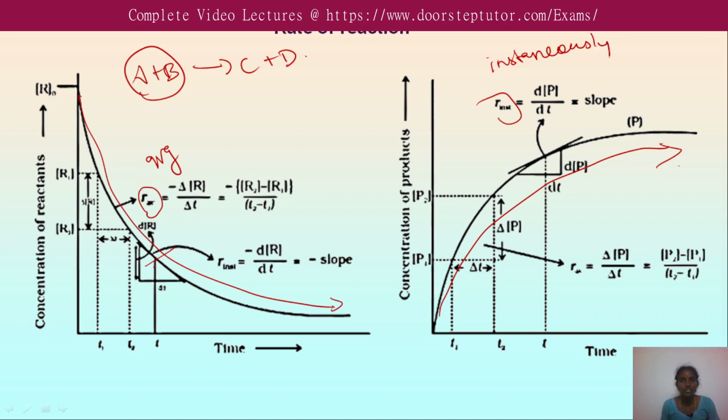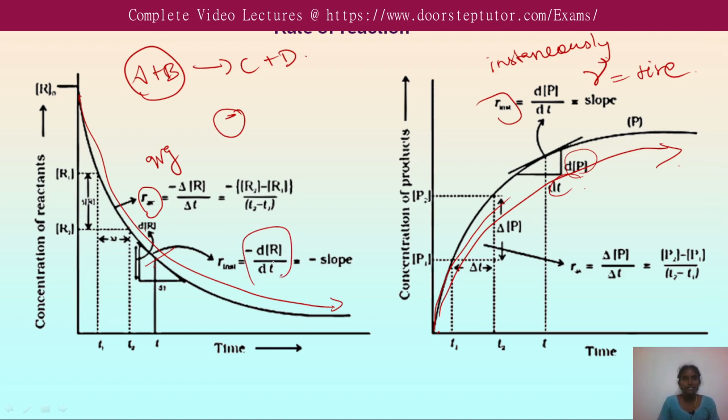This is mainly because we cannot predict how much quantity of the reactant is needed to produce this quantity of the product. So the reactant rate is always expressed as a negative value. And as time increases, the formation of product increases. So the reaction rate for the product is positive, and the slope value is also positive, that is dP by dt is positive. Here it is negative.